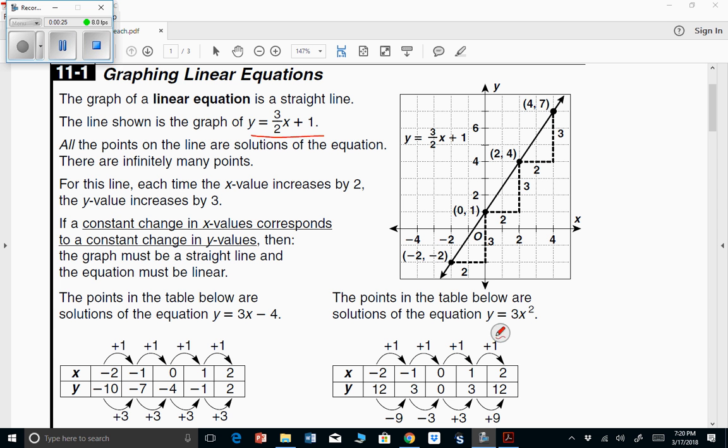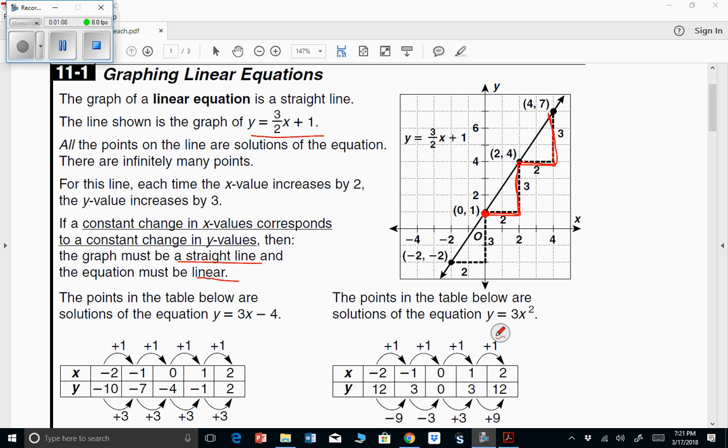All the points on the line are solutions of the equation, so there are infinitely many points because that line goes on forever. For this line, each time the x value increases by 2, the y value increases by 3. So let's say we started here, over 2, up 3. Okay, over 2, up 3. That keeps happening. If a constant change in the x values corresponds to a constant change in the y values, then the graph must be a straight line, and the equation therefore must be linear.